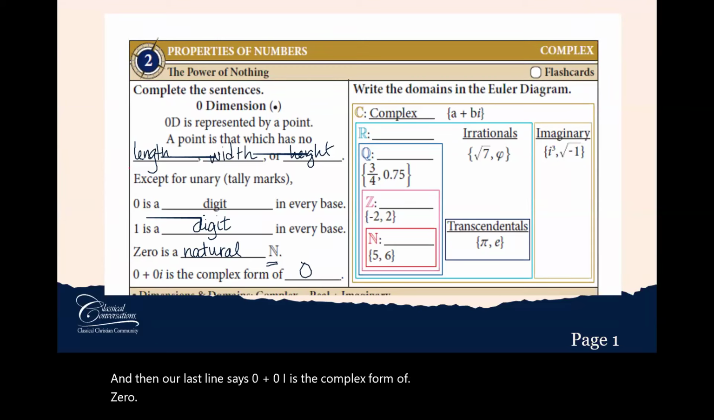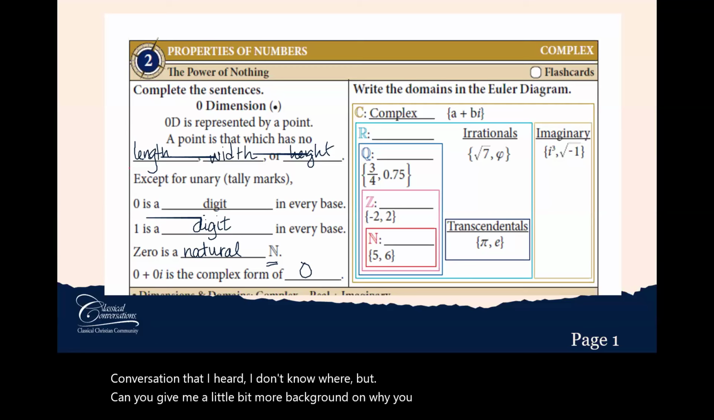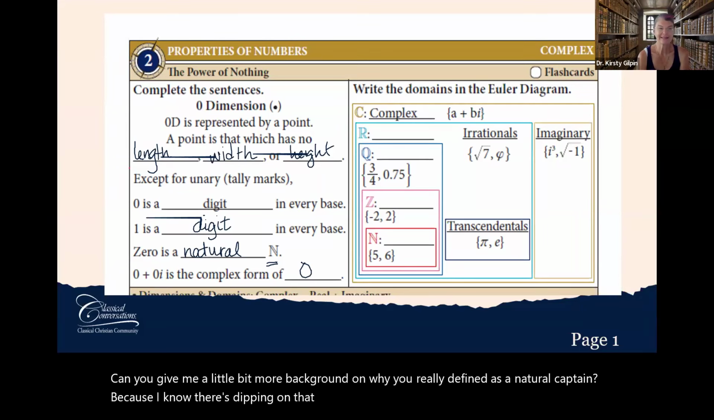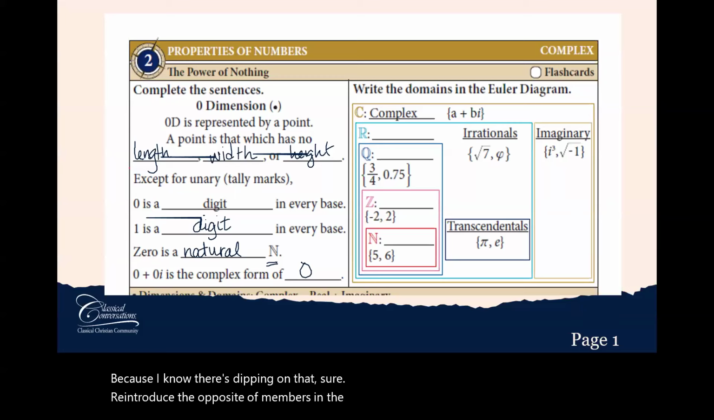I have a question. Yes. I don't know if this was in a previous book club conversation that I heard, but can you give me a little more background on why 0 is specifically defined as a natural counting number in MathMap? Because I know there's debate on that, and I've seen it as it comes in integers, where we introduce the opposite of numbers and the origin. So can you just give me a little background as to why? Sure.